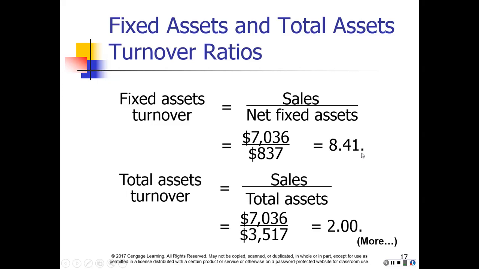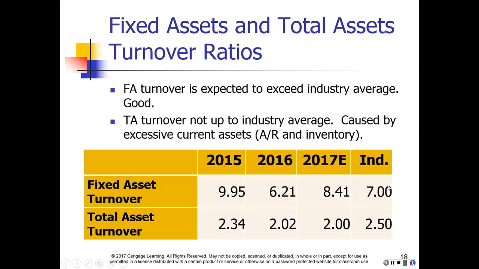So fixed assets turnover is 8.41. Total assets turnover is sales over total assets, and that is 2, right, for this company. And so the fixed assets turnover is expected to be higher than the industry average. That is good. Turnovers, remember, we want them to be as high as we can possibly make them.